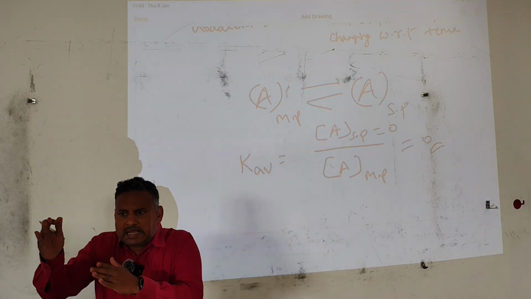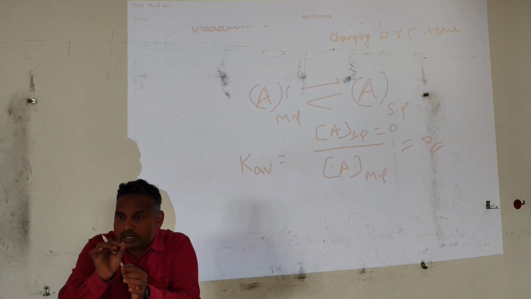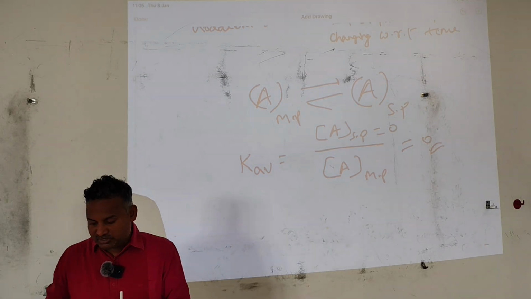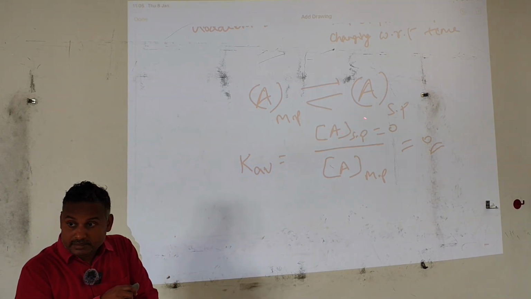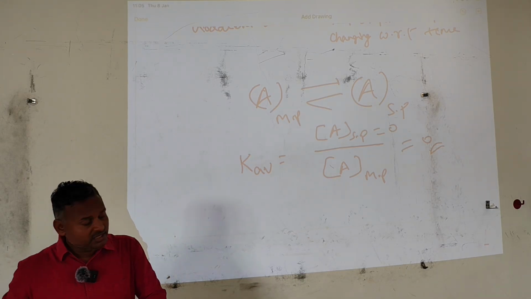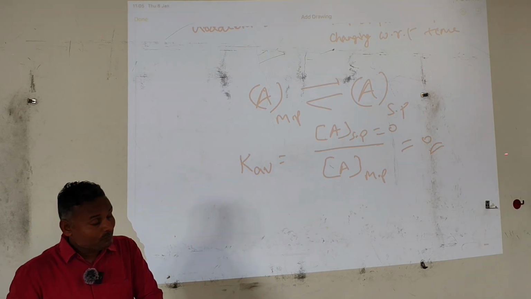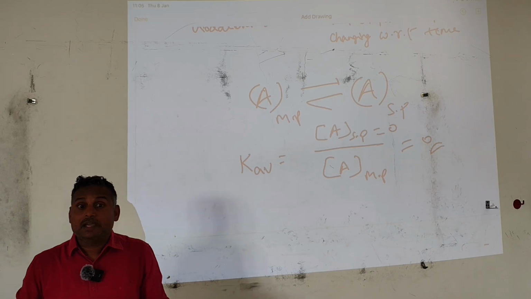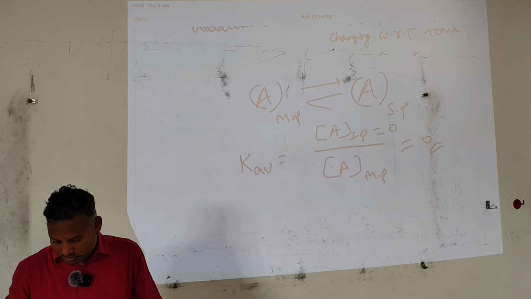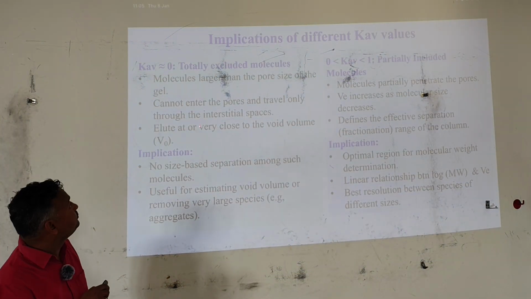As the size is decreasing, molecules start entering a little bit into the pores. When they start entering the pores, the concentration in the stationary phase starts increasing, so it will have some value. Definitely, this will be more than this. If this is more than this one, the value will be between 0 and 1. That will show you here. KAV approximately equal to 0.